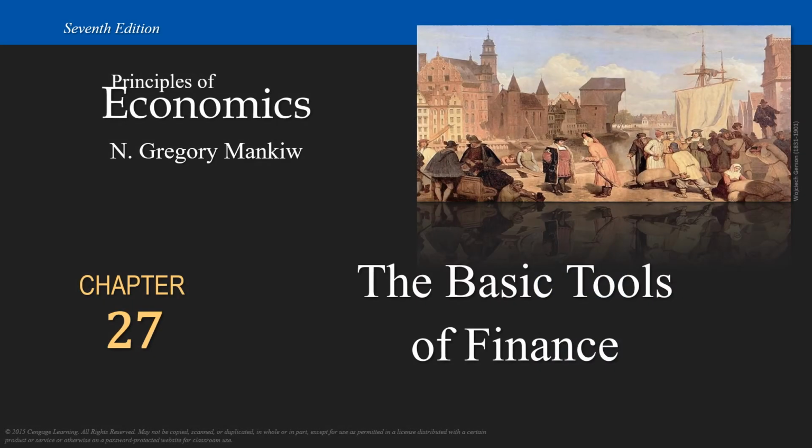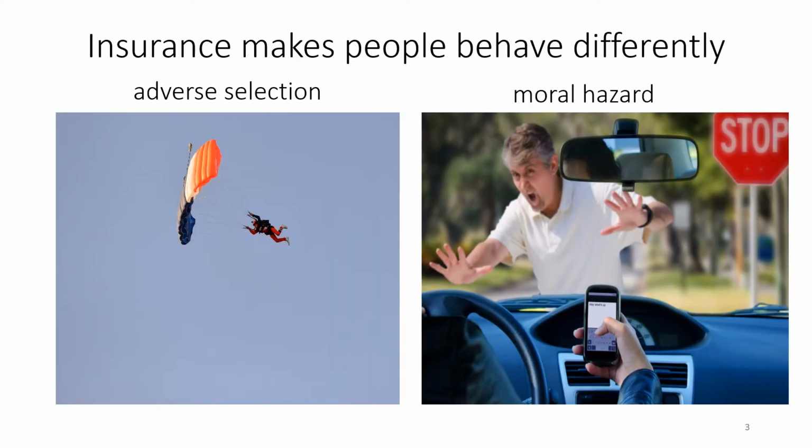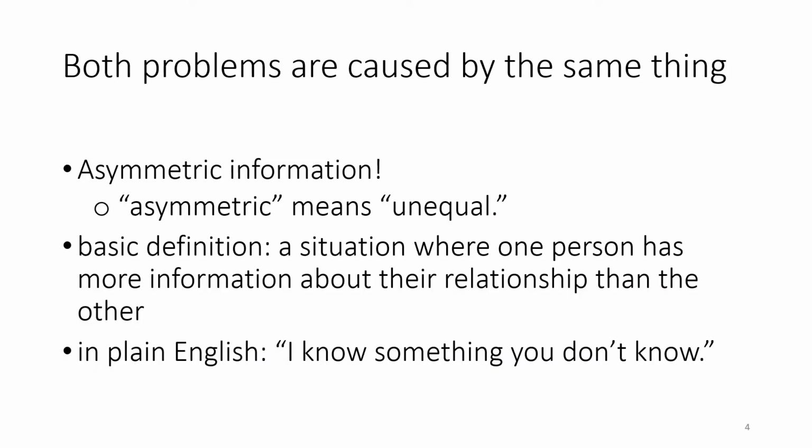Again, finishing up chapter 27, and we're talking about how insurance makes people behave differently. There are basically two ways that happens. One relates to this thing called adverse selection, and the other relates to a concept called moral hazard. Now, I'm not going to define those right here. We'll get to that in a second, but those are the two things that we're going to be looking at. Both of these things, adverse selection and moral hazard, come from this concept called asymmetric information. They are caused by the fact that we have this asymmetric information problem.